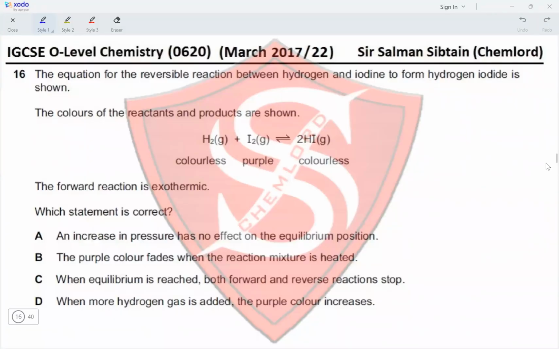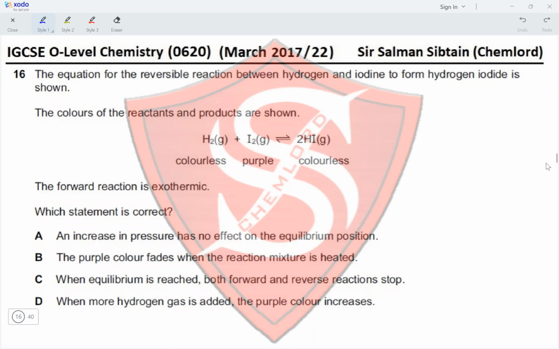Question 16. The equation for the reversible reaction between hydrogen and iodine to form hydrogen iodide is shown. The colors of the reactants and products are shown. So the colorless reactant and a purple colored reactant react to produce a colorless product. The forward reaction is exothermic. Which statement is correct? An increase in pressure has no effect on the equilibrium position.